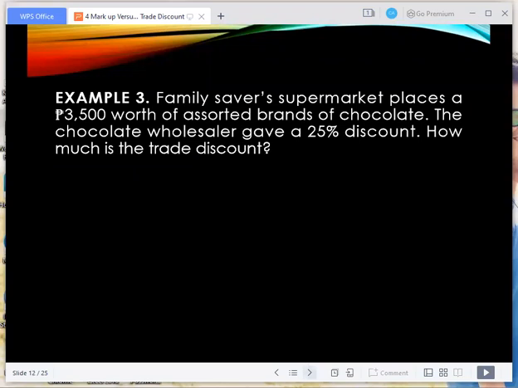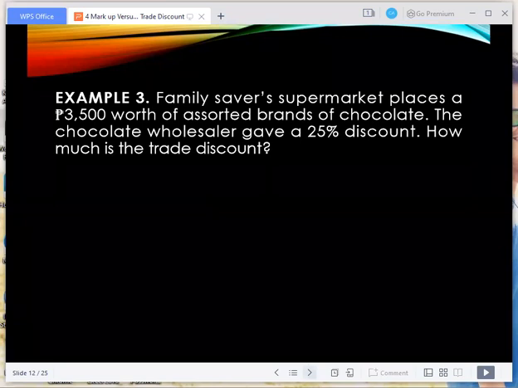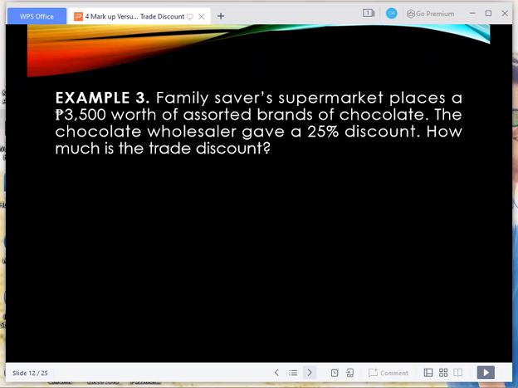Next example. A Family Savers supermarket places a 3,500 worth of assorted brands of chocolates. The chocolate wholesaler gave a 25% discount. How much is the trade discount? So I'll give you 1 minute to answer this example. There is a discount rate of 25%. And the 3,500 was the original price. What do you think would be the trade discount?